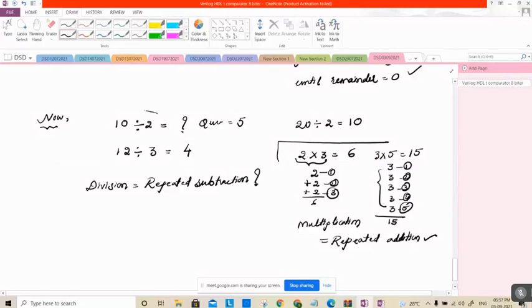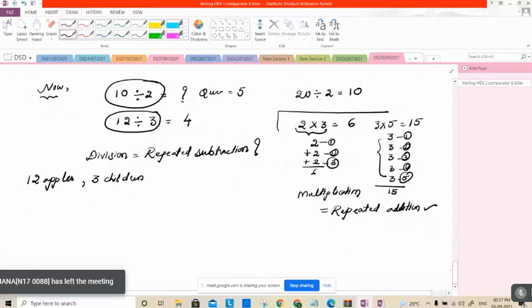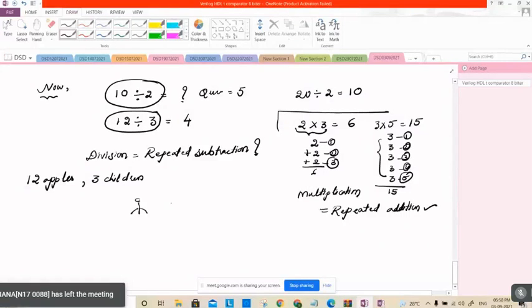Cheyochu kada. See this, consider this case. If there are 12 apples and three children, I am supposed to distribute these 12 apples to 3 children. If I don't know division, then first, simply, 3, 3, 3, I subtract. Right, that's it.